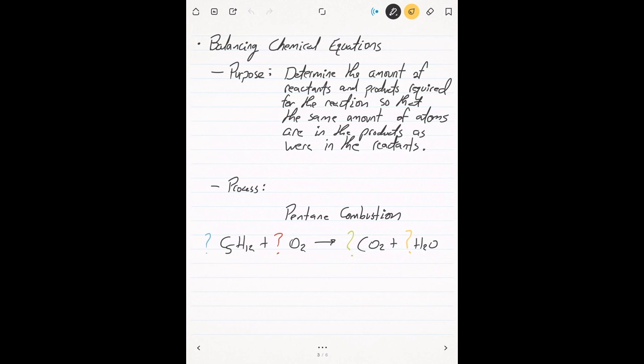And so that way we have the same amount of atoms in the products as were in the reactants. Just like I said before, we want this symbolic representation where matter, or I should say mass, isn't getting destroyed, right? We have the same number of each type of atom on one side as we do the other. But the thing is, sometimes certain compounds don't just come as one molecule.